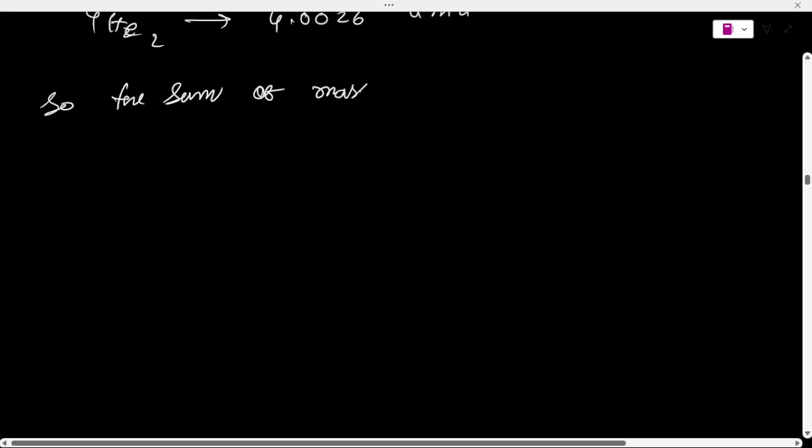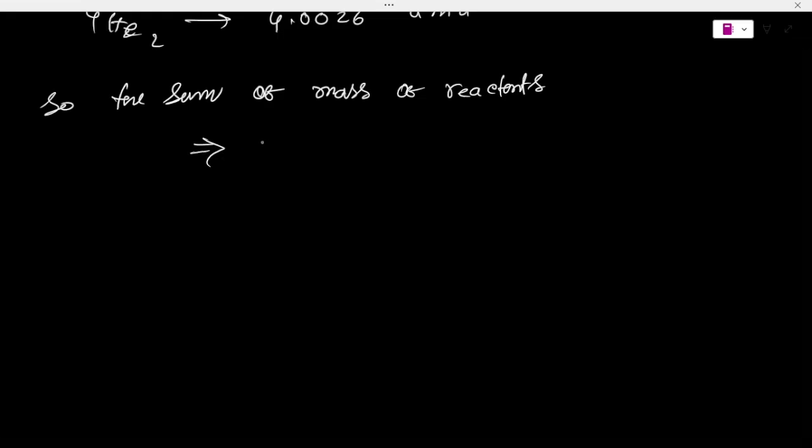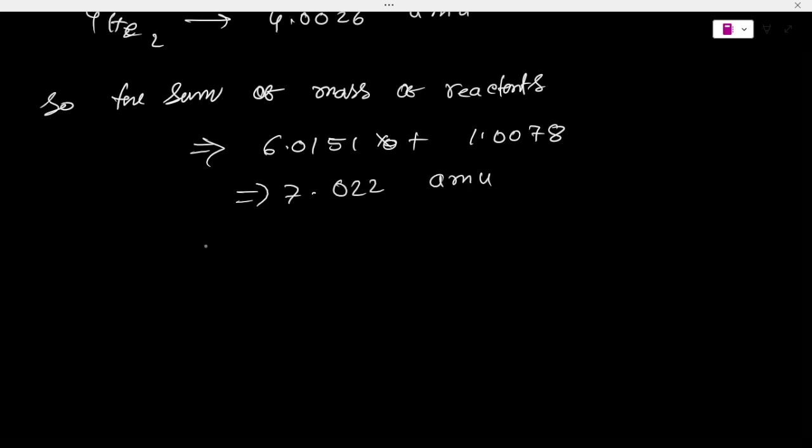So the sum of masses of reactants will be around 6.0151 plus 1.0078. It will be 7.0229 atomic mass unit. Okay, and the sum of the masses of products.